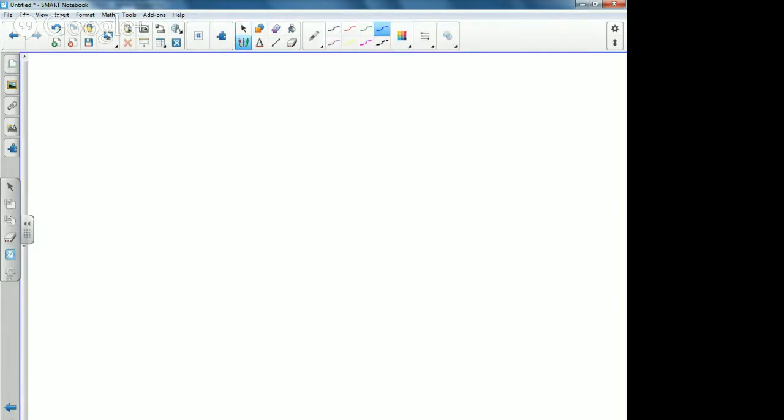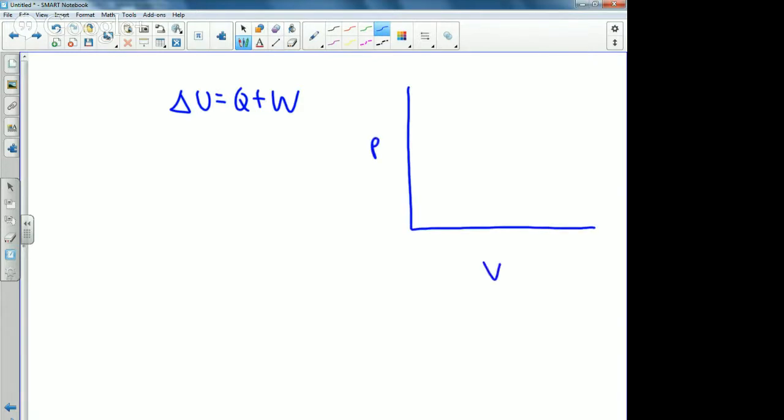All right. PV graphs. And delta U equals Q plus W. The most important thing for delta U equals Q plus W is understanding when it is positive, when it is negative. Okay? But otherwise, I mean, the formula itself is easy to use. But it's hard to understand when things are positive, when things are negative. So let's do a Carnot cycle.